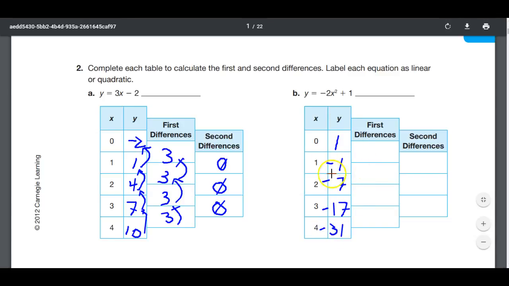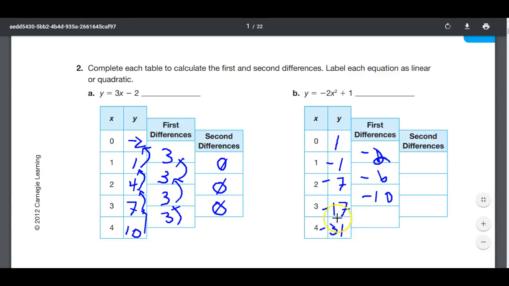Okay, and now we're going to find the first differences. So negative 1 minus 1, that's negative 2. Negative 7 minus negative 1 is negative 6. Right, negative 7 minus a negative is like plus 1, right? Negative 17 minus a negative 7 is negative 10.